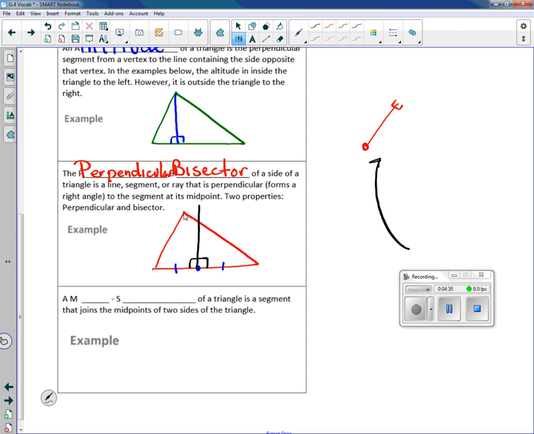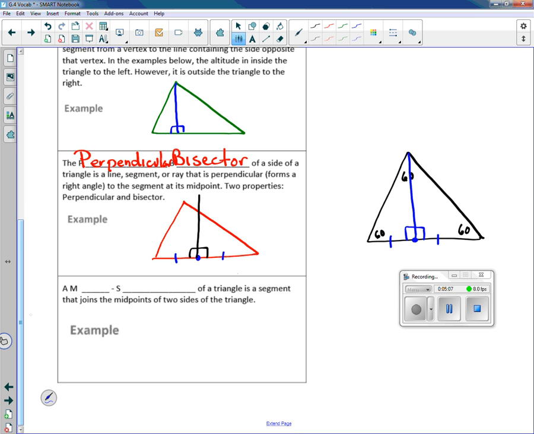Interesting enough, I wonder what kind of triangle could have them both the same thing. So this is the answer. If this was an equilateral triangle, we would find out later on that it's equiangular. All the angles are the same. So what we find out is that the altitude comes from a vertex and is perpendicular, and also hits the midpoint. All right, we'll discover that in a little more detail as we go through this unit.